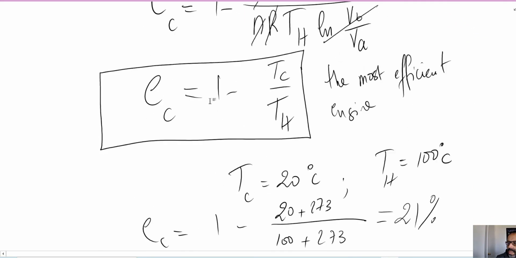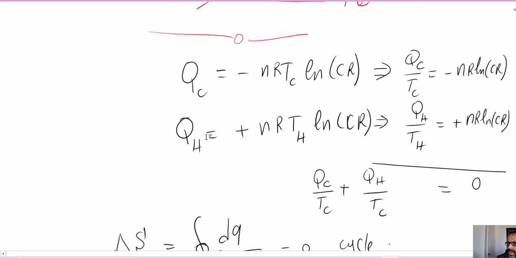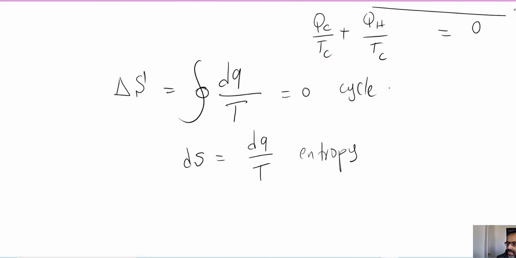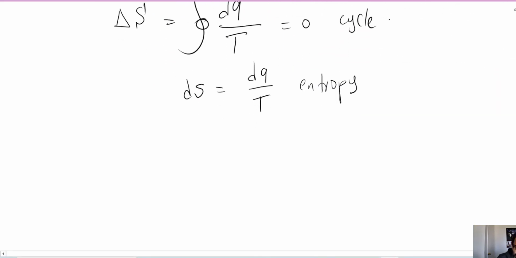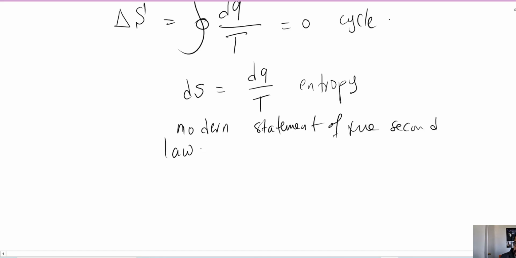Okay, the second law can actually be formulated in a different way using the entropy. This is the modern statement of the second law: that the entropy, during any natural process, always increases or at best is equal to 0.